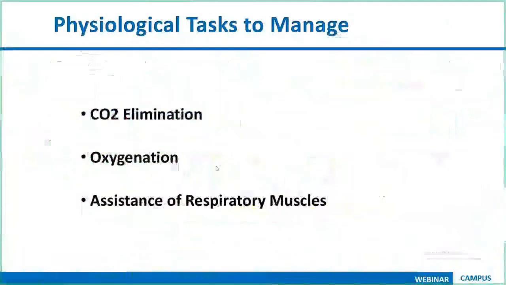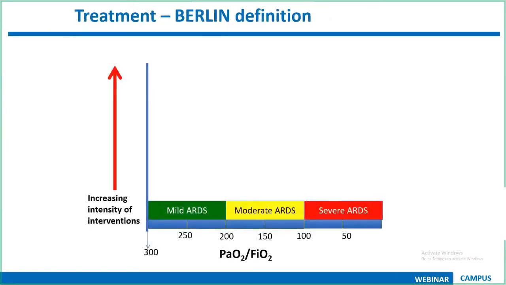The physiological goals in managing any ventilation, as I've already told, are carbon dioxide elimination, oxygenation, and assistance of respiratory muscles. But in ARDS, our main aim of ventilation is to maintain oxygenation by keeping the closed alveoli open and recruiting more and more closed alveoli. So that will be our aim.